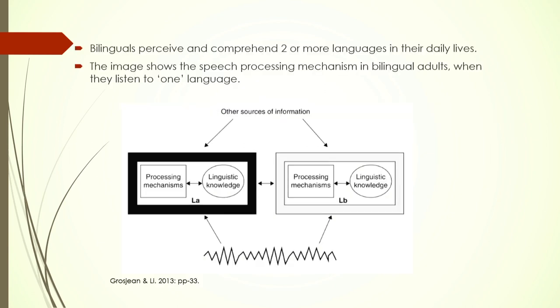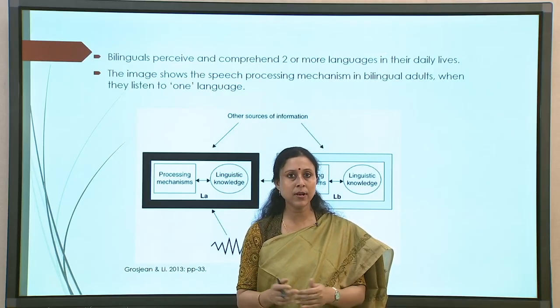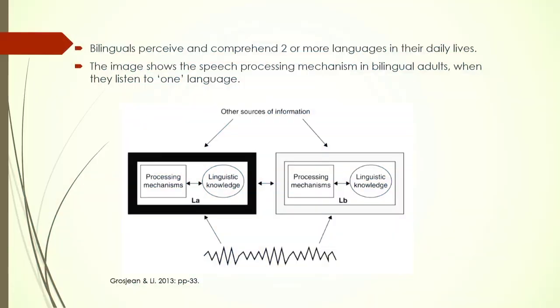Now let's go ahead with how the model will look for bilinguals. We have seen part of this in a monolingual setup, and said that this model holds true for both bilingual and monolingual at the base level, in the skeletal structure. In case of bilinguals, this is how they propose it. This is the more activated language, and this is the deactivated language, hence it is in a lighter shade. This image shows the speech processing mechanism in bilingual adults when they are listening to only one language. This is the language they are listening to, and this language is for the time being deactivated.